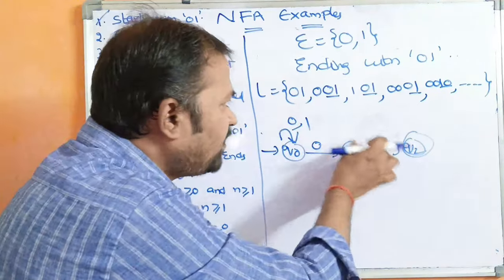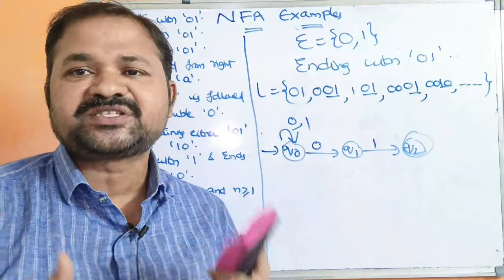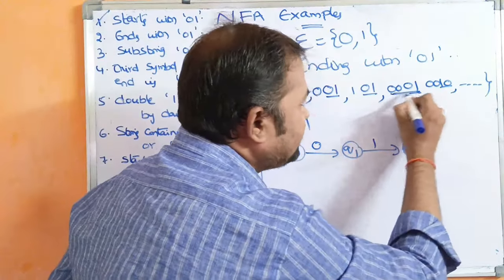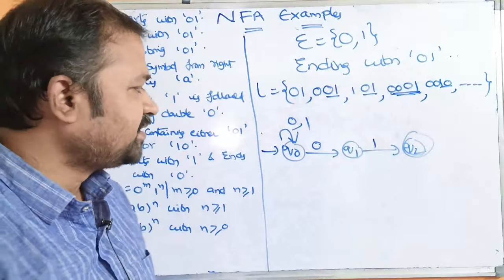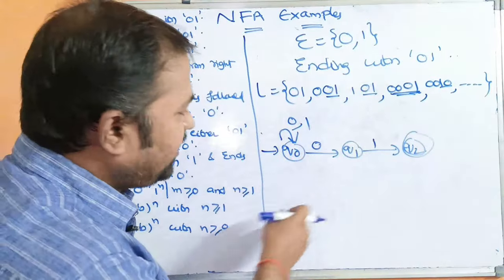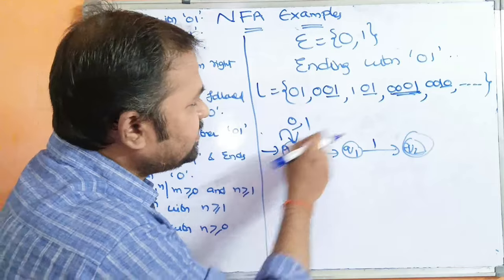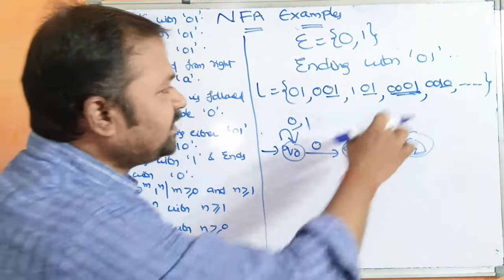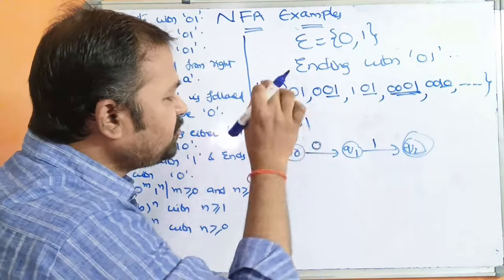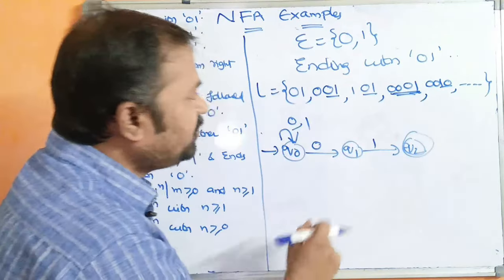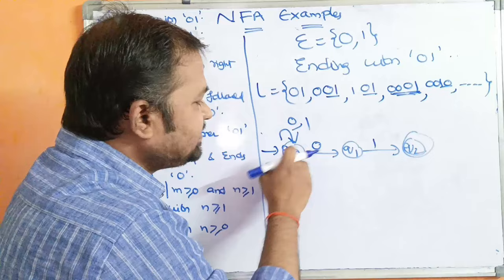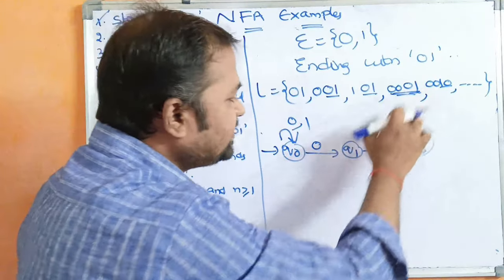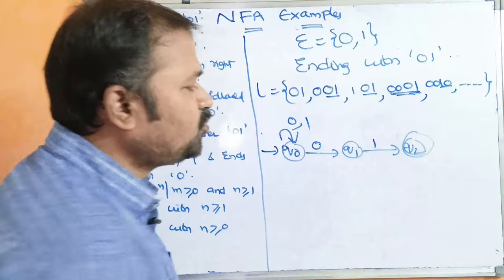Before 01, we can have any number of zeros and any number of ones. So let us take one string, 0001. Let us apply 0 on Q0, so we will be at Q0 only. Next, let us apply 0 on Q0, we will be at Q0 only. Next to 0, 1. Let us apply 0 on Q0, so we will move to the Q1 state. Now let us apply 1 on Q1, so we will move to the Q2 state.